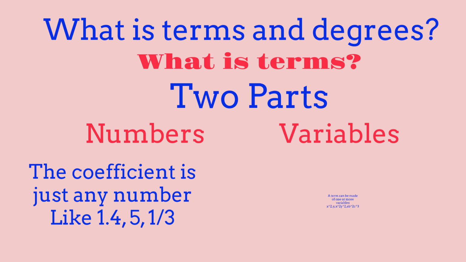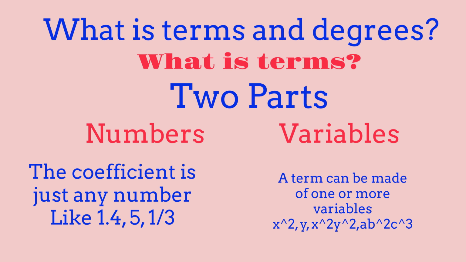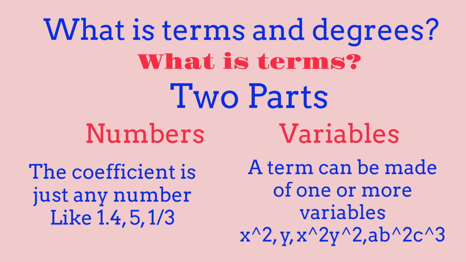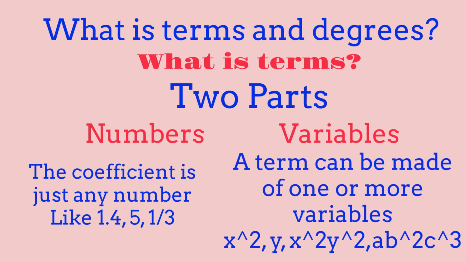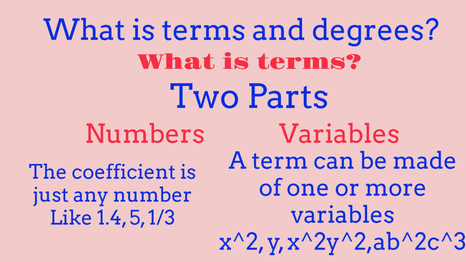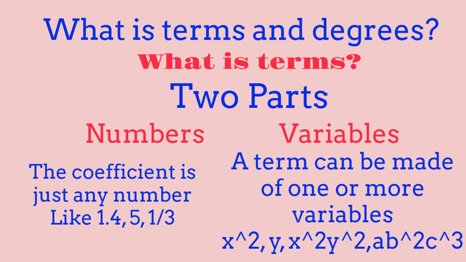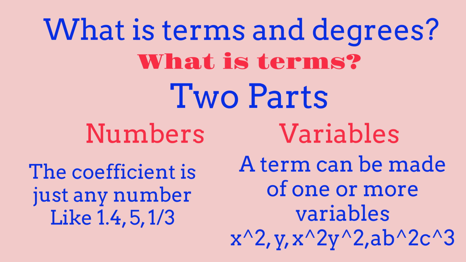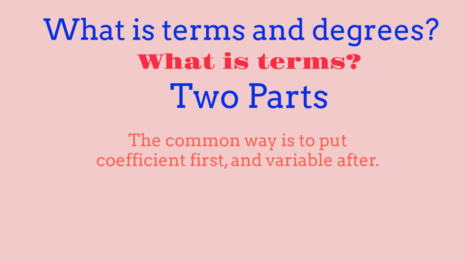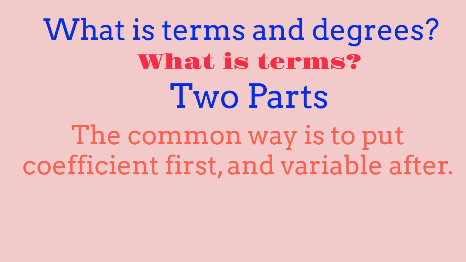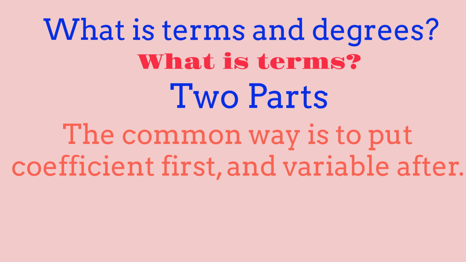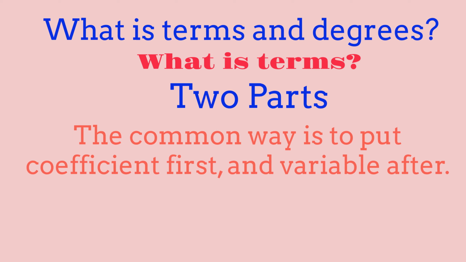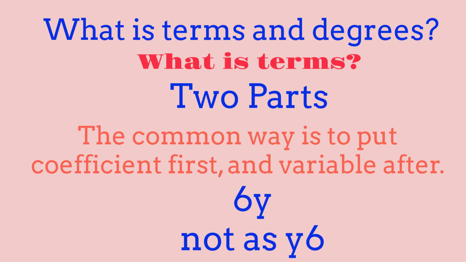But now for the variable part, it can get a little bit more complicated. A term can be made up of one or more variables. So we could have x squared, which is just one variable. We could have just y. We could also have x squared and y squared. So then there we have two variables. We could have a b squared c cubed as well. So there we have three variables. So in one term, you can have a lot of variables inside of it. And the common way to write terms is by putting the coefficient first and the variable after the coefficient. A lot of people sometimes put the variable first, which is wrong. So for example, it would be 6y and not y6.